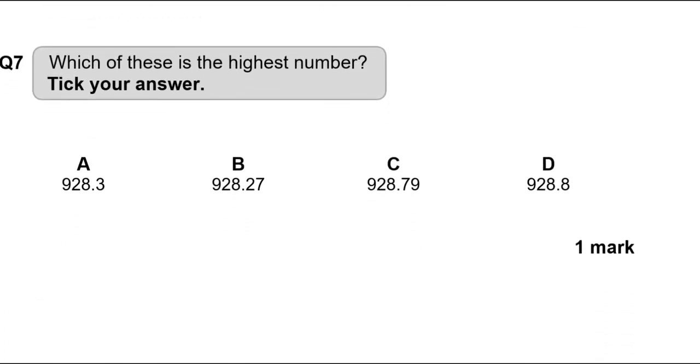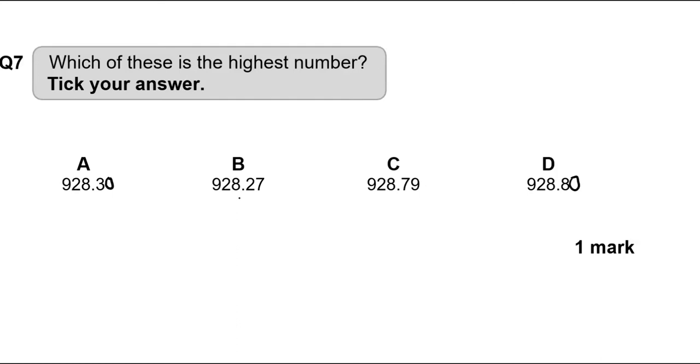Which of these is the highest number? Tick your answer. It might help if we refer to these in terms of money. So we've got a 3, and if there is no digit after it, we just put a 0. It doesn't make any difference. I'm going to put a 0 here as well. So £928 and 30 pence, comparing it with £928 and 27 pence. So this is lower.